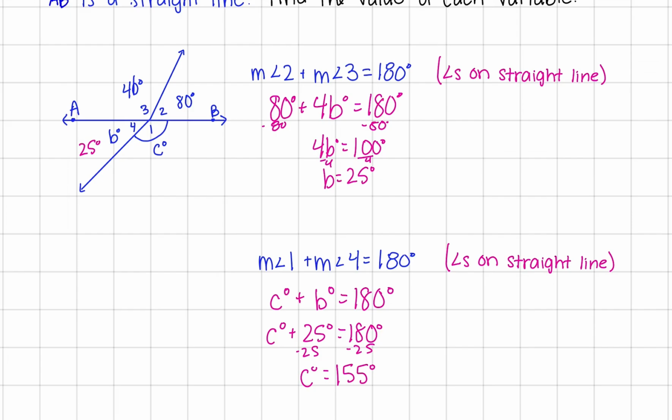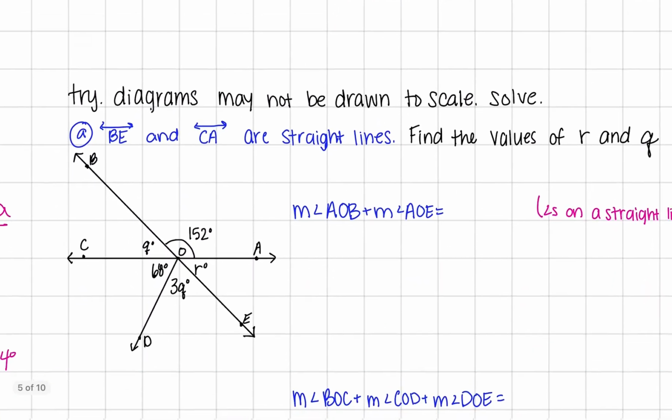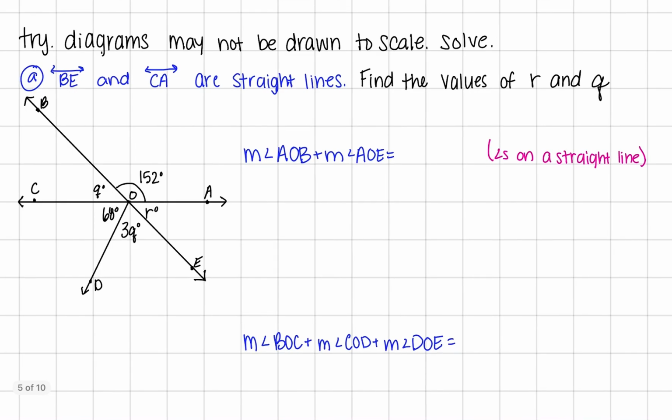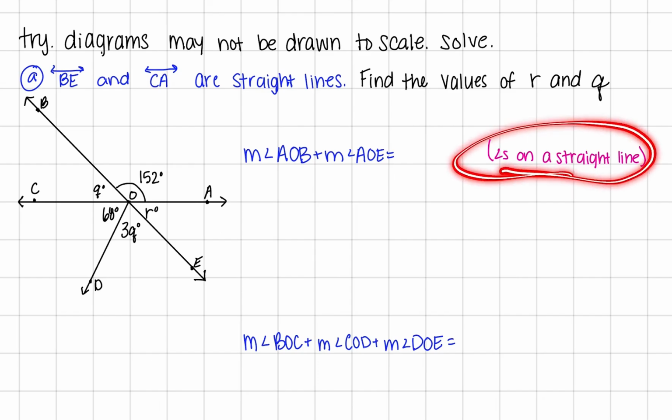All right. We're going to try this one on your own. Pause this video. So part A says that BE and CA are straight lines. So find the values of R and Q. Okay? Make sure you write your reason on the sides. Okay? Pause this video and come back.